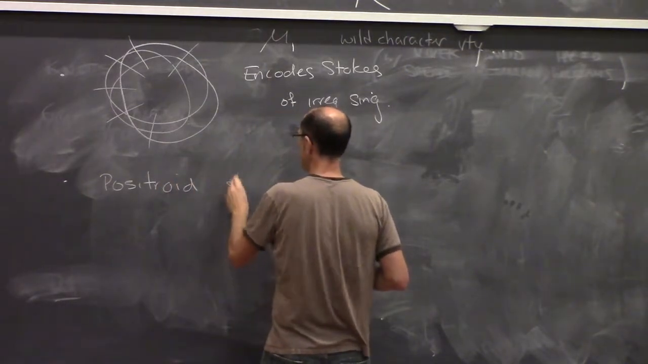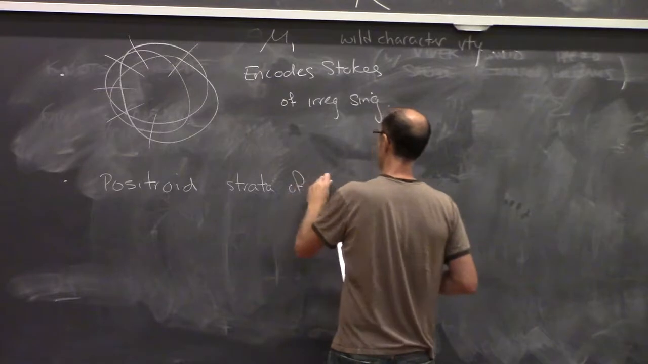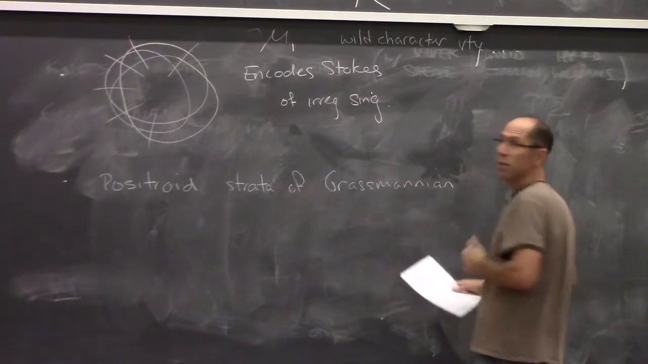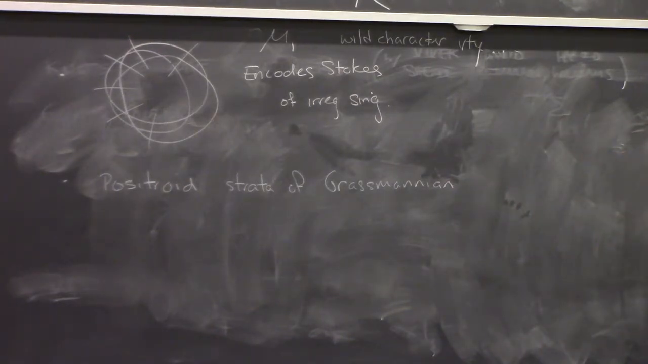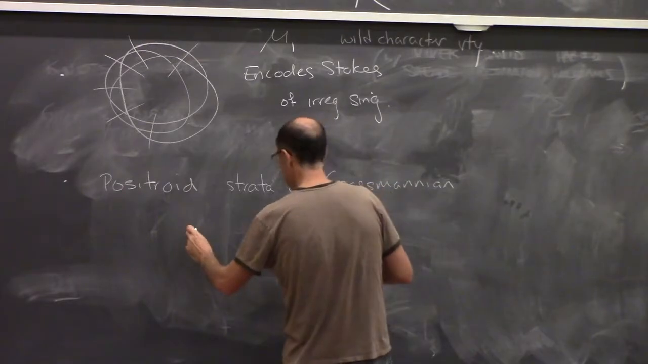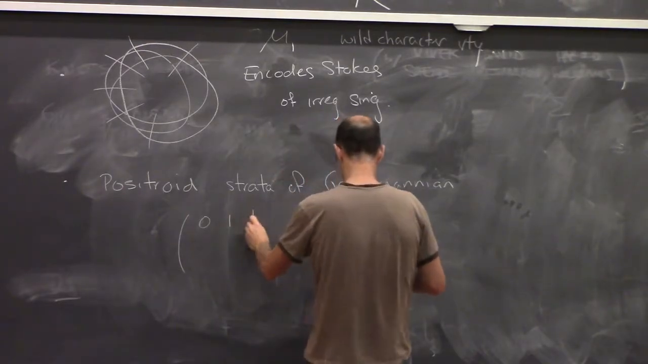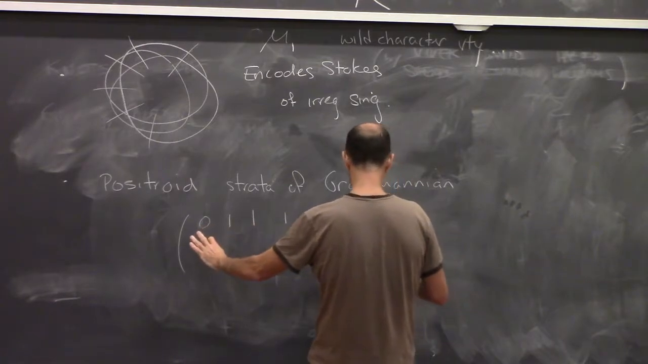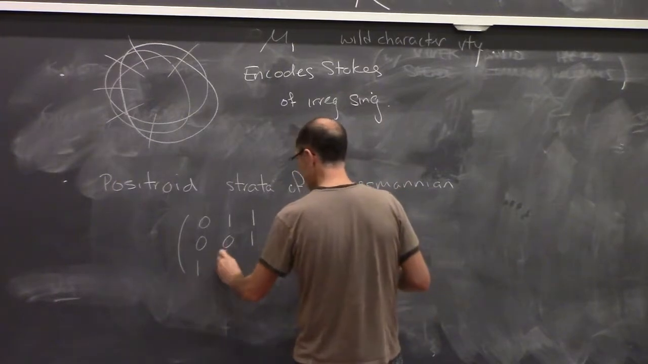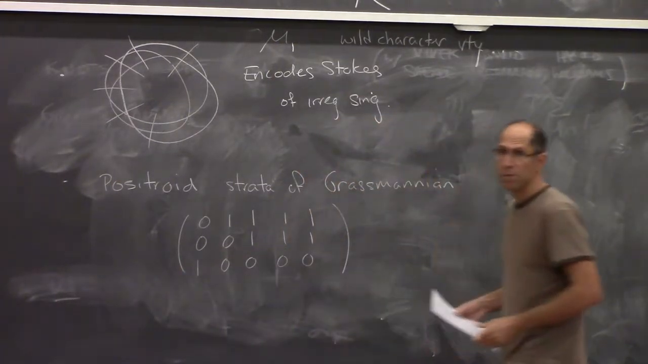the positroid strata of the Grassmannian. The Grassmannian has a Schubert decomposition, but it also has a finer decomposition into positroid cells, and those strata are clusters, and they also arise as M1 of some well-chosen Legendrian submanifold. So let me just write down a picture of a point in Gr(3,5). So that 3x5 matrix defines some point in Gr(3,5).